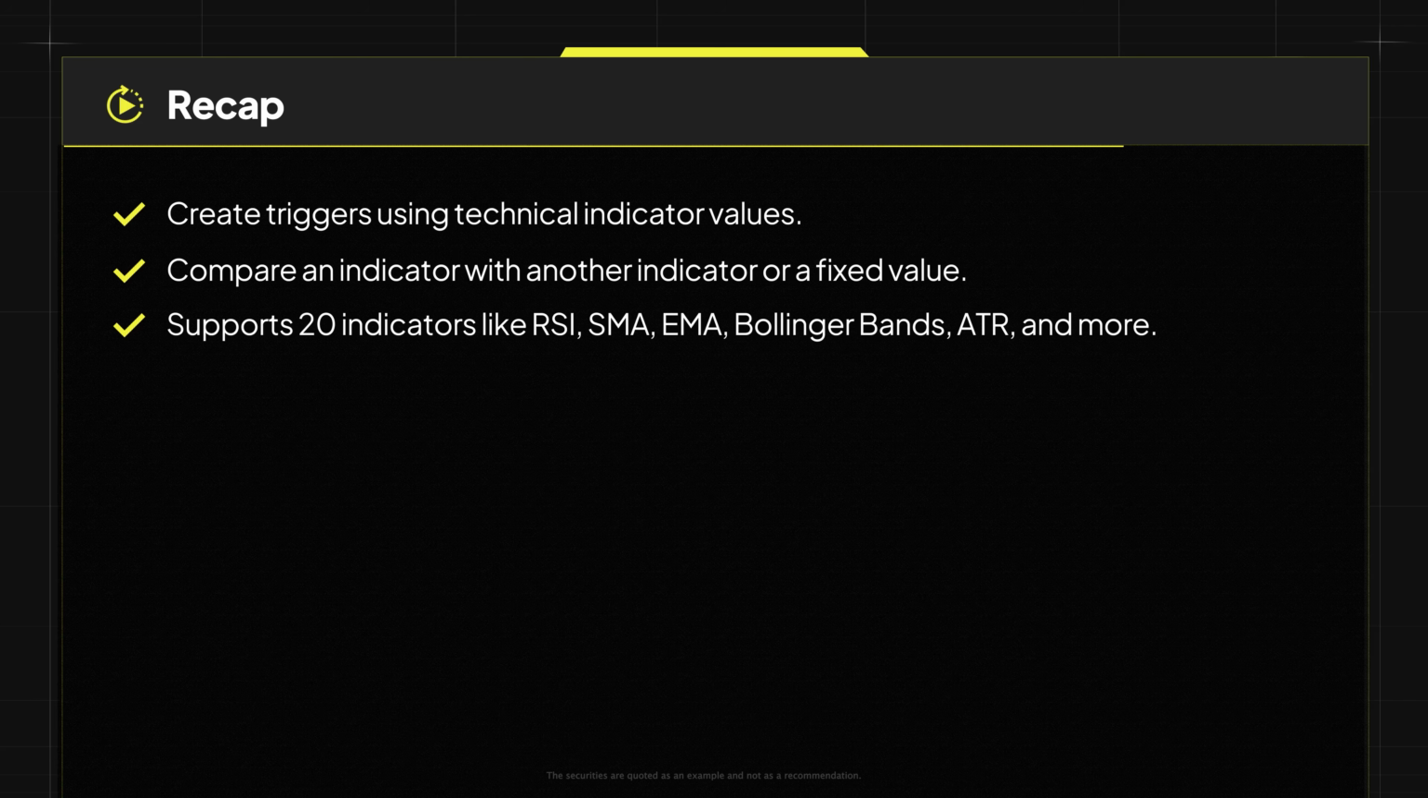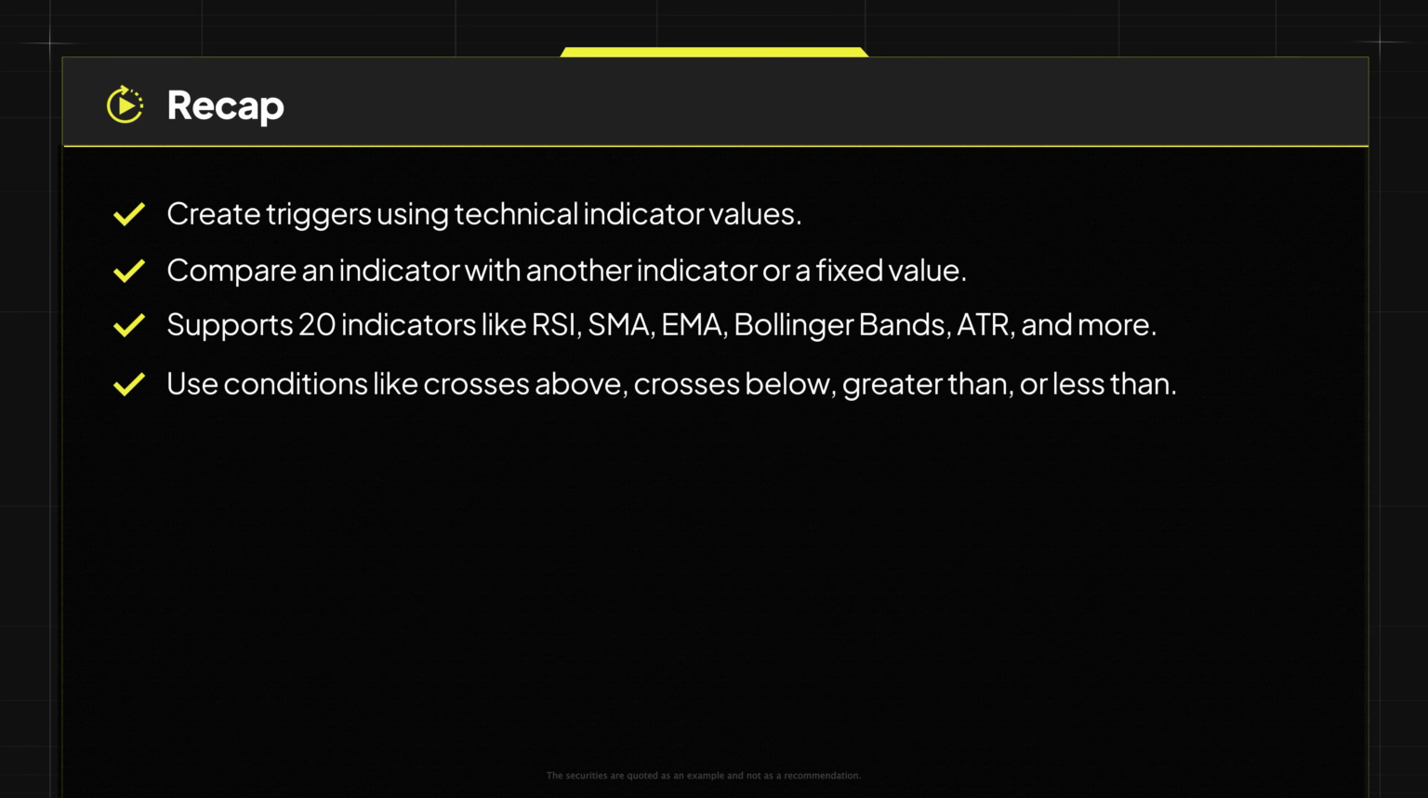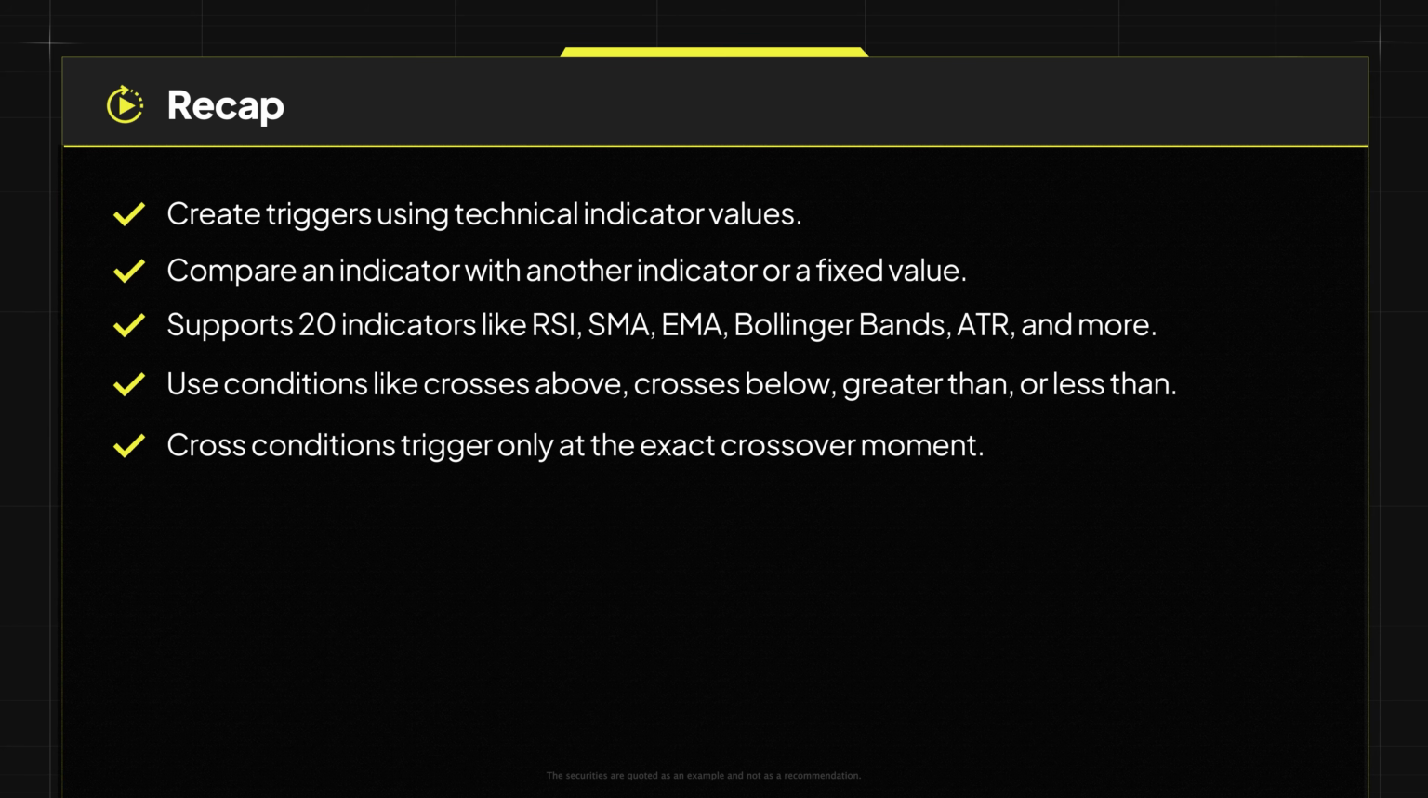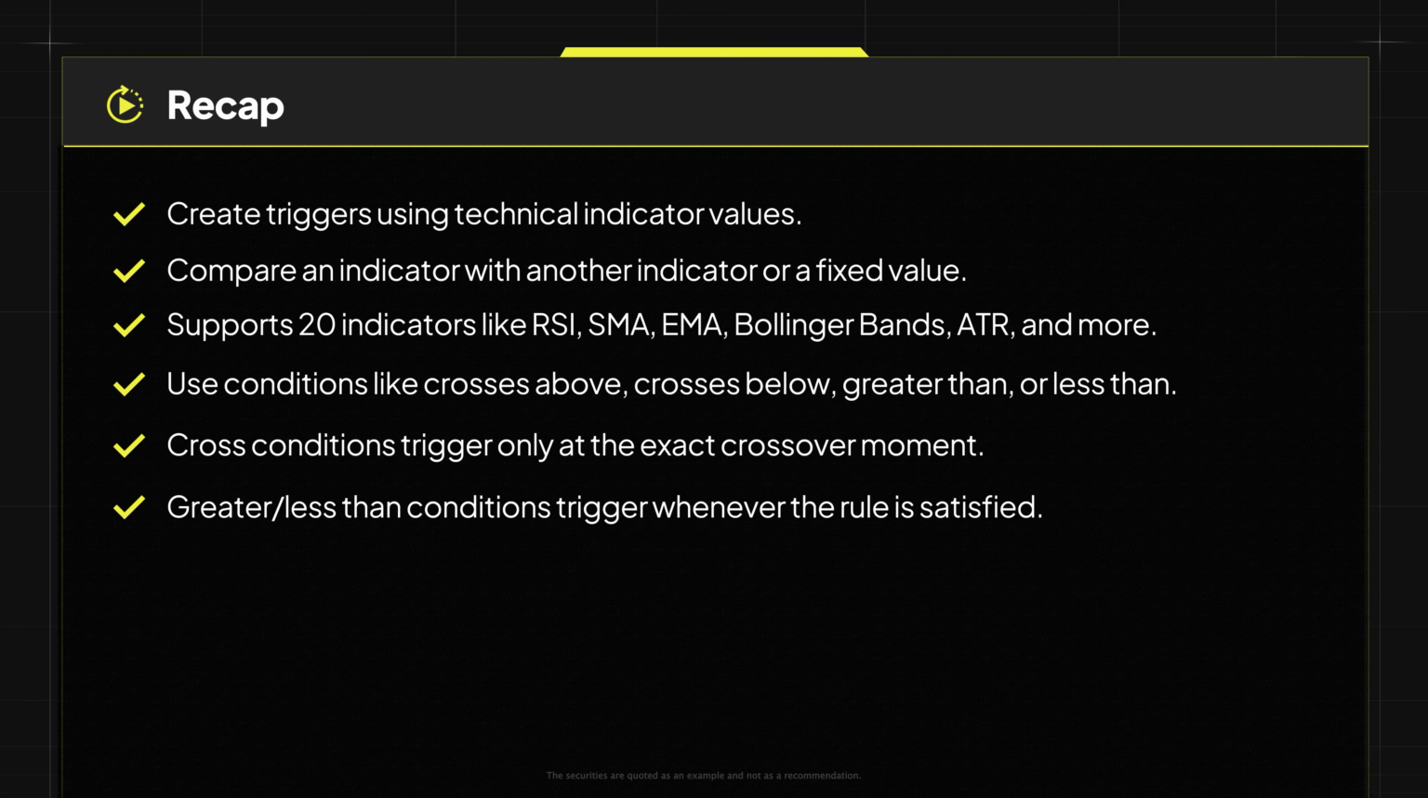Automate currently supports 20 commonly used indicators, including RSI, moving averages, SMA, EMA, WMA, Bollinger Bands, ATR, and more. Triggers can be defined using conditions such as crosses above, crosses below, greater than, and less than. Crosses above, crosses below activate only at the exact moment a value crosses a threshold. Greater than, less than will trigger whenever the condition is already satisfied.